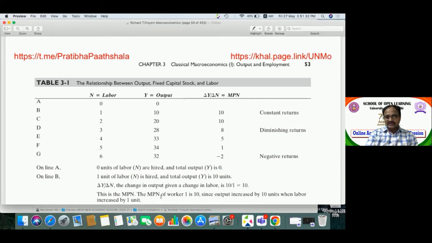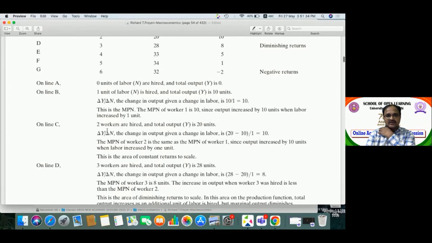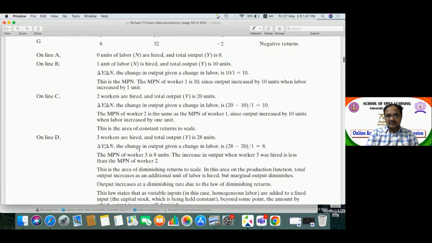So it is explained here. With 2 workers, total output is 20. So MPN, delta Y by delta N, is 20 minus 10 upon 1, so 10. And if you have the third worker, total output is 28, so 8 upon 1, so 8. Okay, so this is the area of diminishing returns to scale.